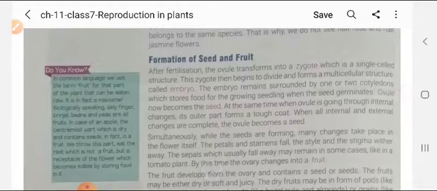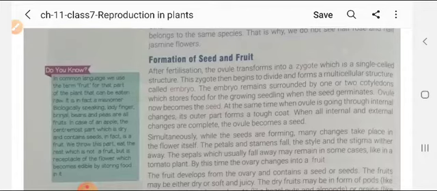The embryo remains surrounded by one or two cotyledons, which store food for the growing seedlings. When the seed germinates, the ovule has now become the seed. At the same time, when the ovule is going through internal changes, its outer part forms a tough coating. When all internal and external changes are complete, the ovule becomes a seed.